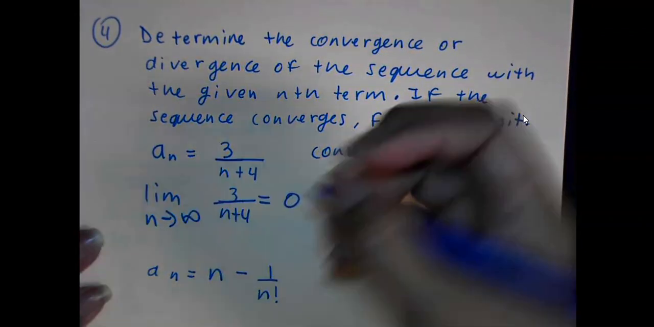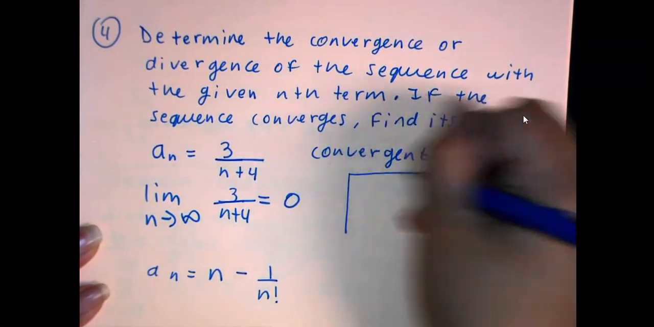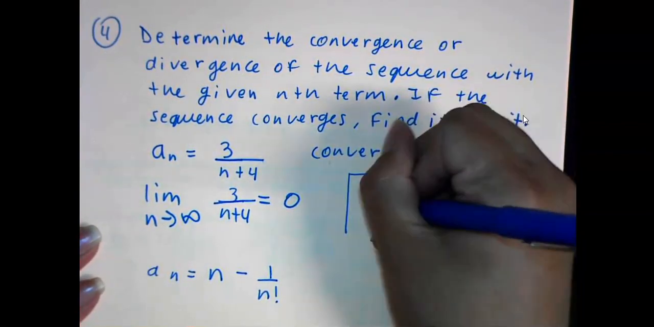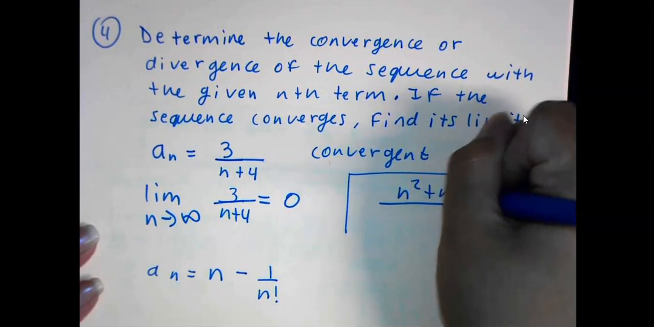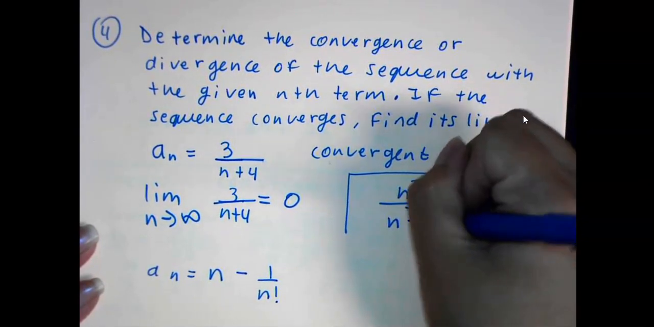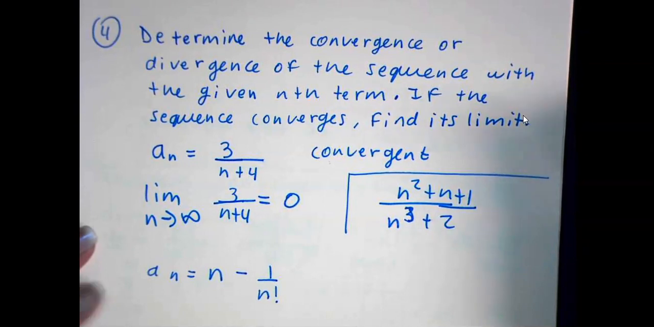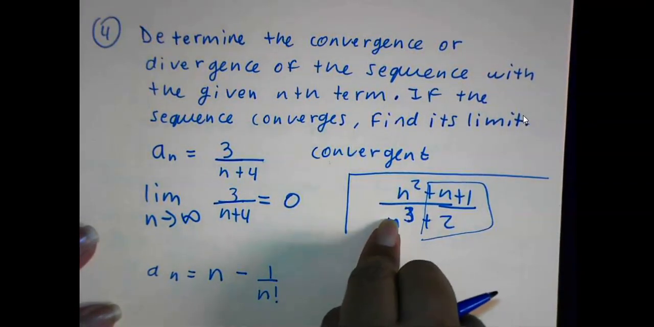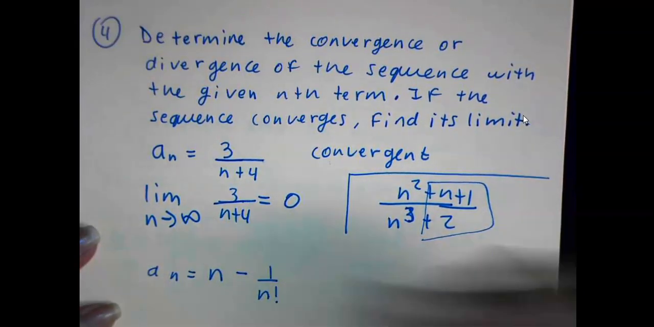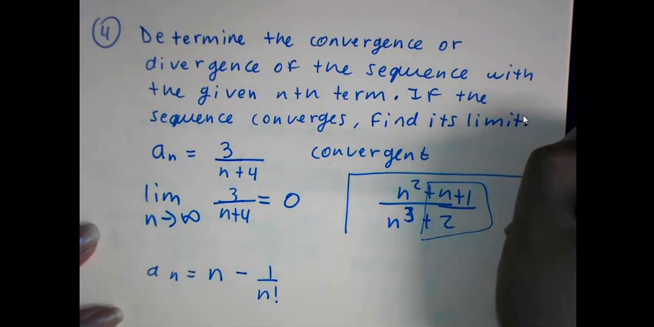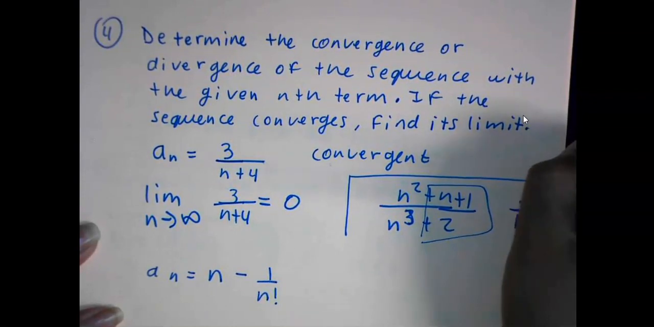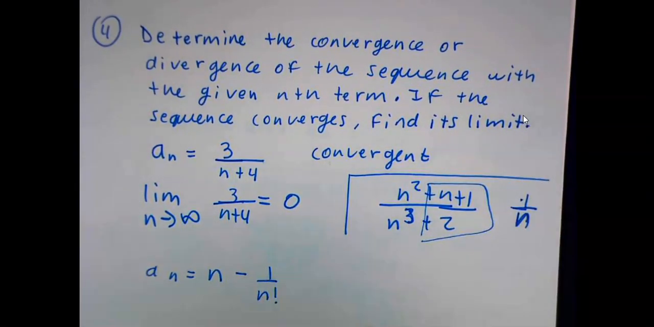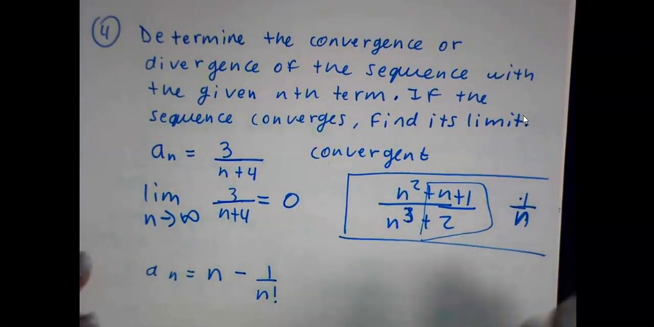Okay, for example, here I'm just going to do a little break. You have n squared plus n plus 1, and then I have n cubed plus 2. I don't care about those. I only care about the highest exponent and simplifying them. Because when I simplify this, it would end up as 1 over n. And 1 over n converges, or if you put infinity, the limit will be 0. Okay? So that one's that one.